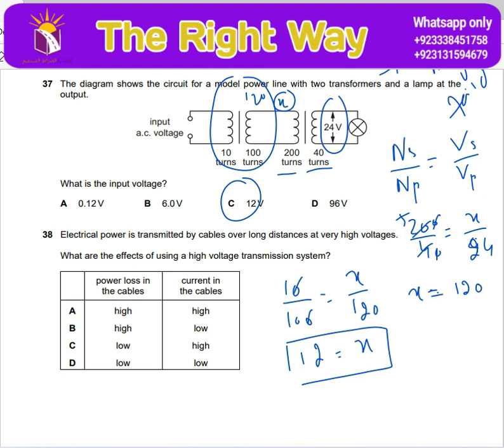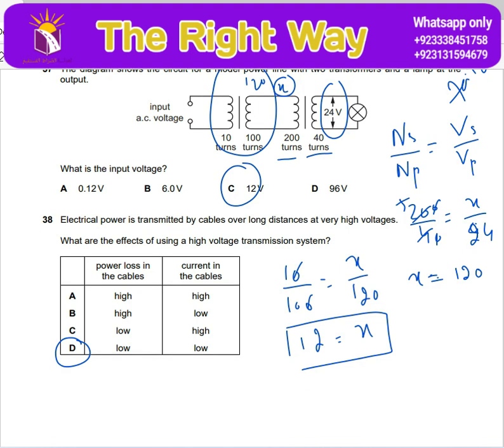Electrical power is transmitted by cable over large distance at a very high voltage. What are the effects of using a high voltage transmission system? When we use high voltage, the value of our current will be low and the power losses are also going to become low. So current in the cable is low and the power loss in the cable is also low. As the voltage is increased, the current decreases.